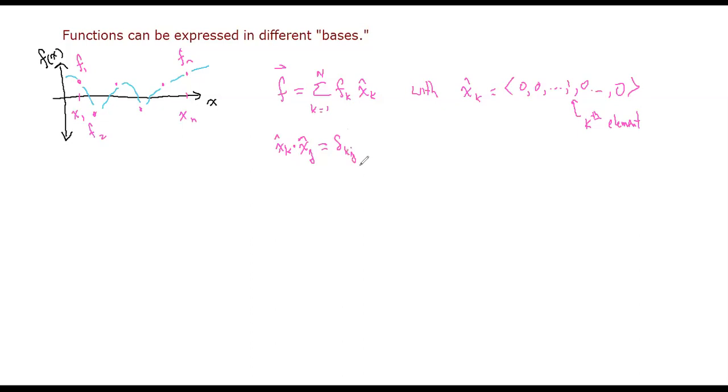So when k equals j, we get 1. When k does not equal j, so when they're different, like 2 and 3, we get 0. So that's a basis. And you're like, that's really dumb, because what I'm doing in some sense is, the function itself, f of x, has an infinite amount of information in it, and you're representing it discretely.